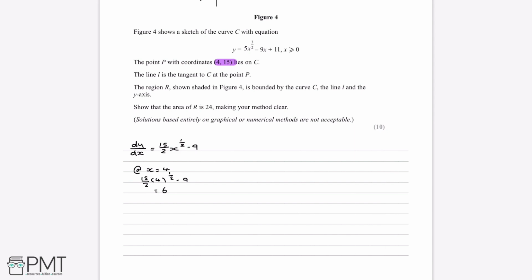So now for the line L, we know that its gradient is 6 and it passes through a point 4, 15. So if we use the equation of a straight line, which is y minus y1 is equal to m, the gradient, bracket x minus x1. And if we put it into this equation, we find where y1 is 15, m is 6, and x1 is 4. And we rearrange it, we find that y minus 15 is equal to 6x minus 24, and therefore y is equal to 6x minus 9.